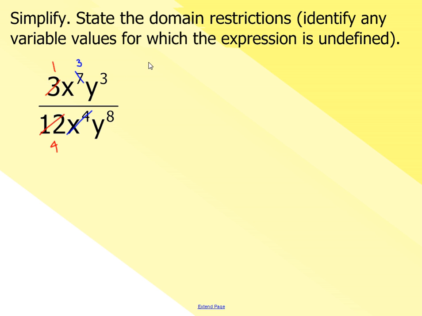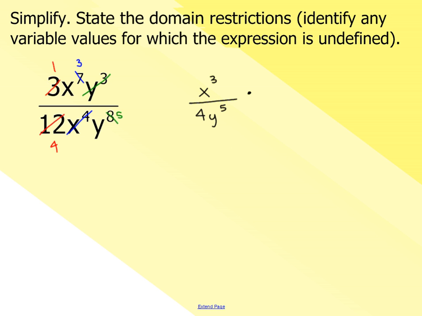For the y's, I have 3 on top, 8 on bottom. So I'm going to get rid of all 3 y's from the top, but to do that I have to get rid of 3 y's from the bottom, which would leave me with 5 y's. So my simplified expression is 1x to the 3rd over 4y to the 5th. Since there is 1x to the 3rd, we don't need to write the 1. So I have x to the 3rd over 4y to the 5th. So this is how you would write your simplified rational expression.